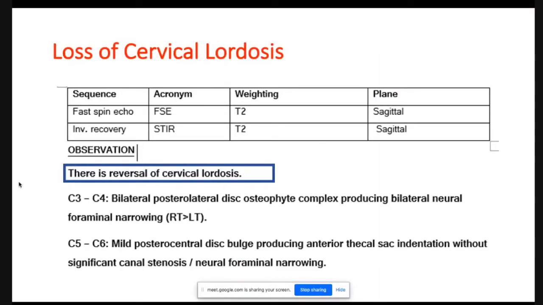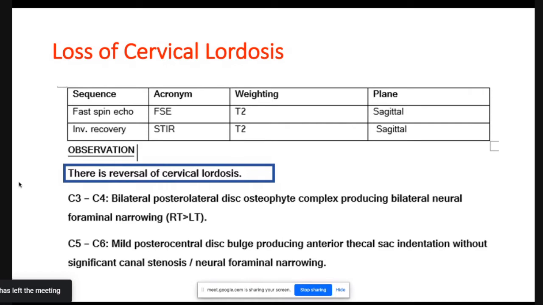Okay, now let's move to the next report. I told you in the beginning that the normal curvature of the C spine is lordosis. Now we have terminology. In this slide, we have two terminologies. One is loss of cervical lordosis, and the second, highlighted in a blue line, is reversal of cervical lordosis. Loss of cervical lordosis will be given in certain reports, and reversal of cervical lordosis is also given in some of the reports. No need to get confused. Both terminologies are similar.